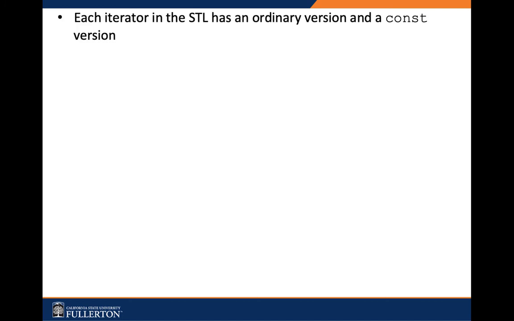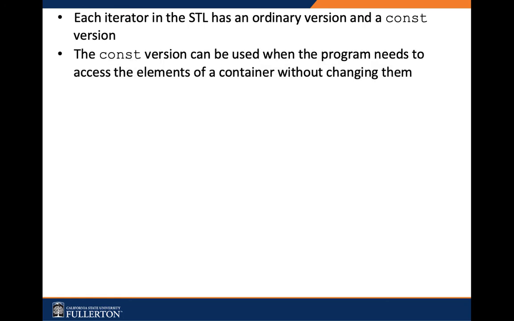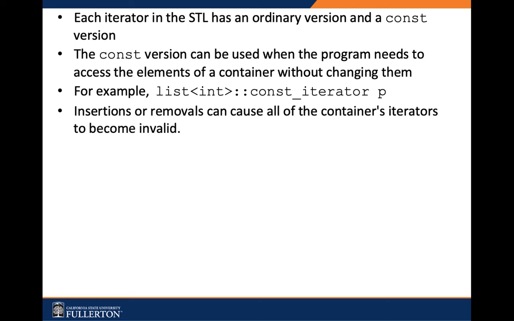Each iterator in the standard template library has an ordinary version and a const version. The const version can be used when the program needs to access the elements of a container without changing them, and we'll talk more about const iterators. So the way you declare it, you use the container, which is, let's say, a list of integer, and then you use the scope, so double colon, and then const_iterator, and then the iterator P. We'll see some examples later.